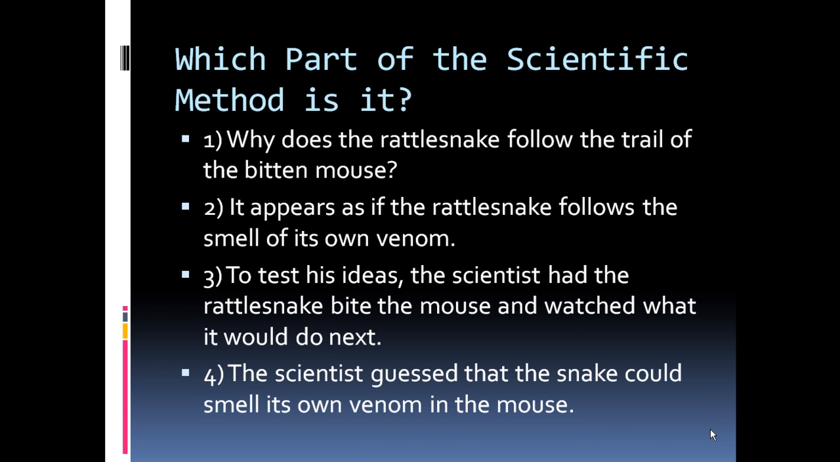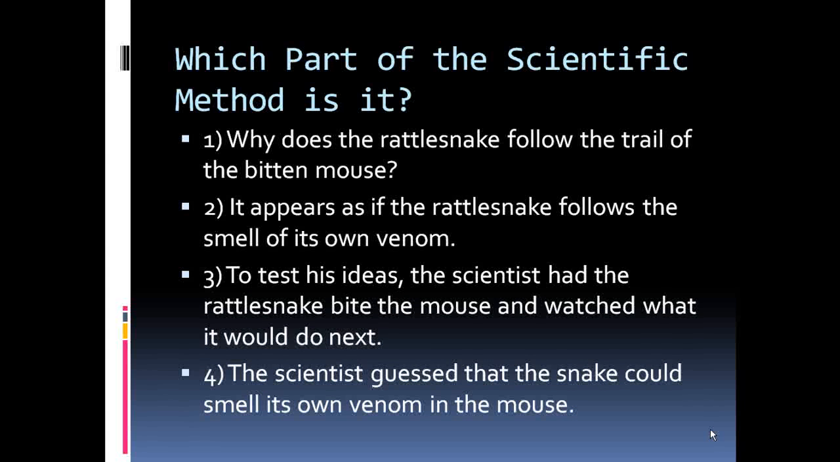Okay, so here's just kind of a little review. What part of the scientific method is it? Number 1, why does the rattlesnake follow the trail of the bitten mouse? That's going to be basically the problem, right? You're asking a question. This is what you're doing your study on. You want to find out, why is it that a rattlesnake follows the trail of the bitten mouse? Does he smell the blood? Does he see the blood? Why is he following it?